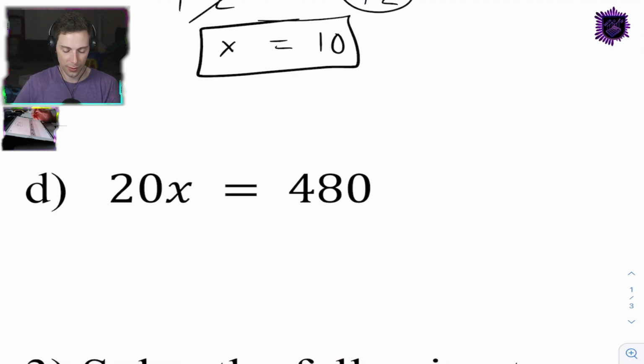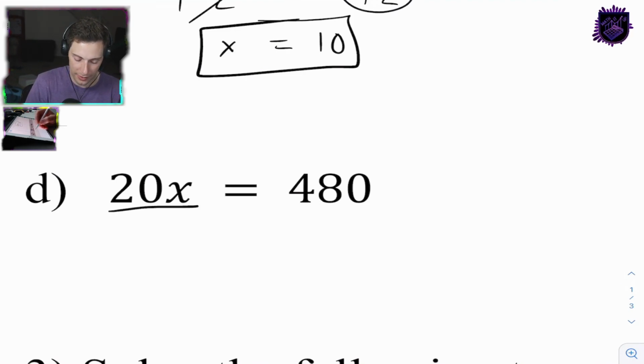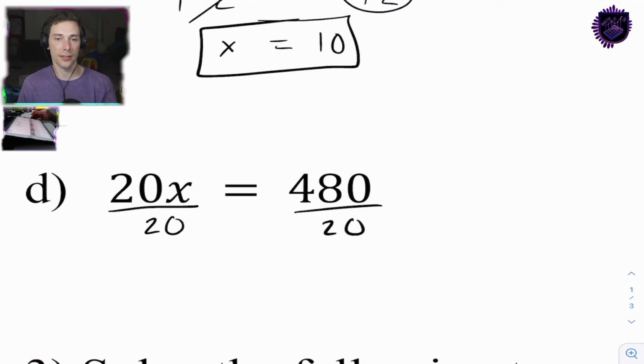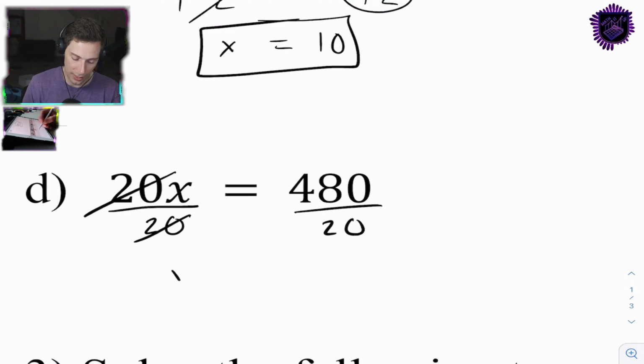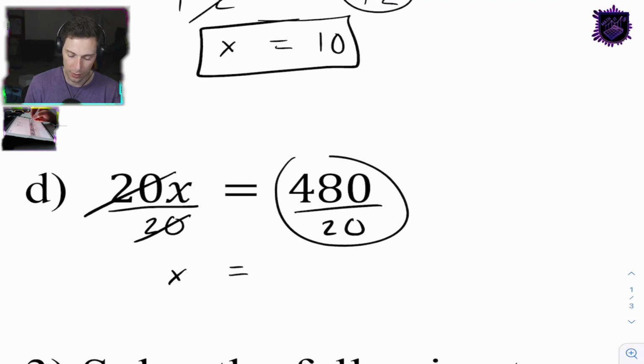Multiplication going on here. So this was 20 times a number is equal to 480. We want to isolate our x by doing the inverse operation, right? It's multiply, 20 multiplied by x. We're going to do 480 divided by 20 as the inverse operation, and then we're going to cancel out on this side, leaving us with x is equal to this, which is 24. X is equal to 24.